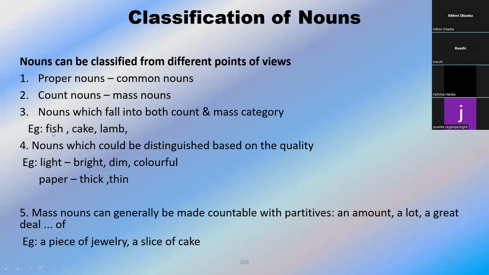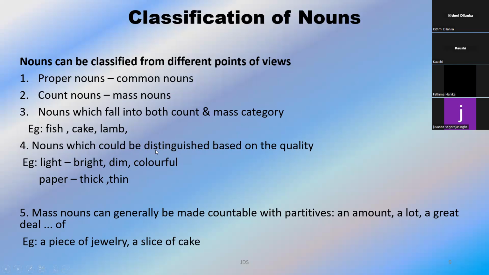Now there are certain nouns that can, now fish, you even use the plural form, fishes, right? So it can come according to the context in which the noun appears. It can either take the form of a count noun or form of a mass noun. So the context needs to be taken into account.